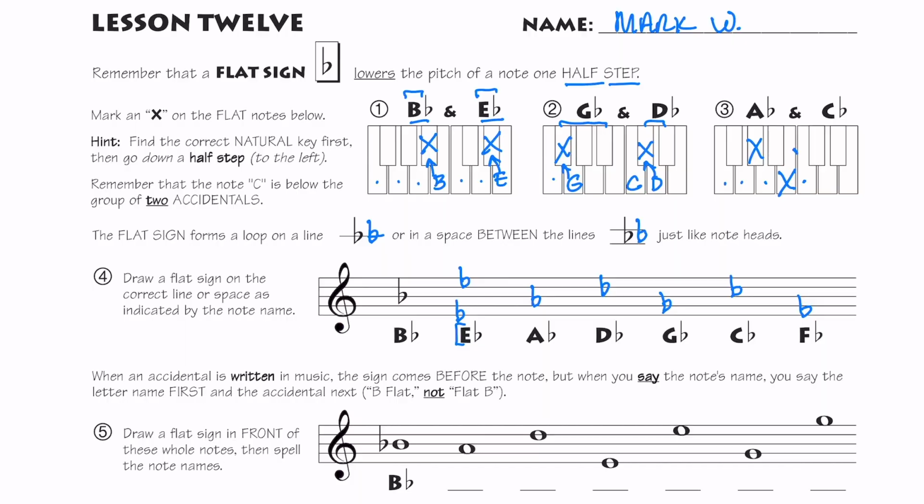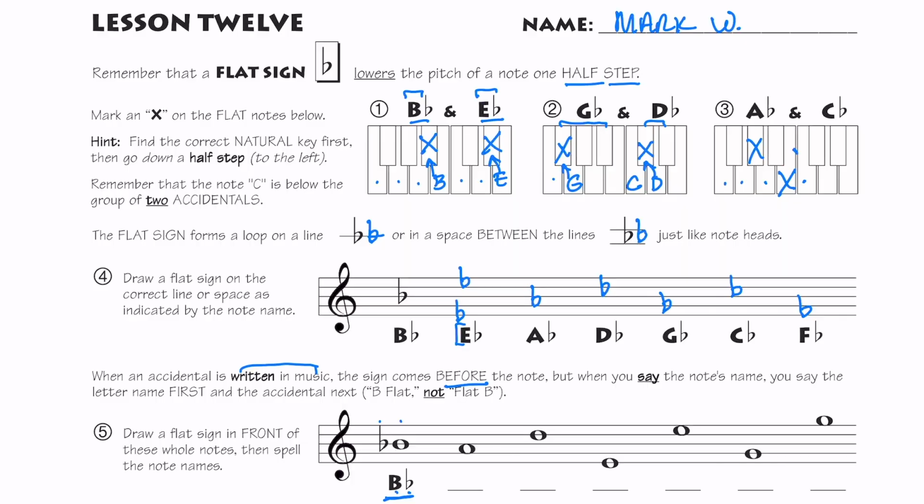All right, so when an accidental is written in music, the flat sign comes before the note, but when you say the note names, you say the letter first and the accidental next. So when I say this, I say B flat, but when I write it, I write flat B. The reason why is because as you're reading music and you're going through the line left to right, you need to see the flat before the note, not after the note.